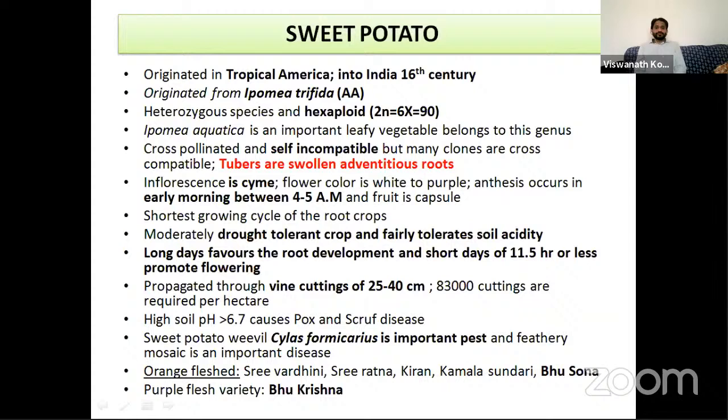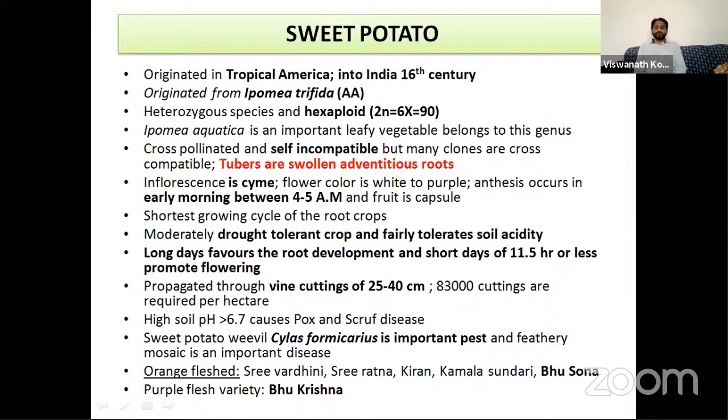There is another important leafy vegetable species in Ipomoea, that is Ipomoea aquatica. This is an aquatic vegetable where the leaves are edible. Sweet potato has hermaphrodite flowers, but it is cross-pollinated due to self-incompatibility. Here the tubers are the swollen adventitious roots.